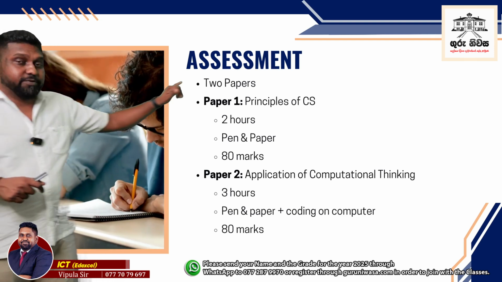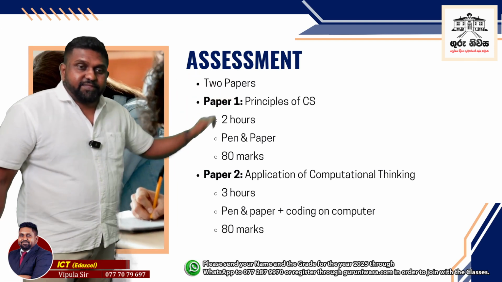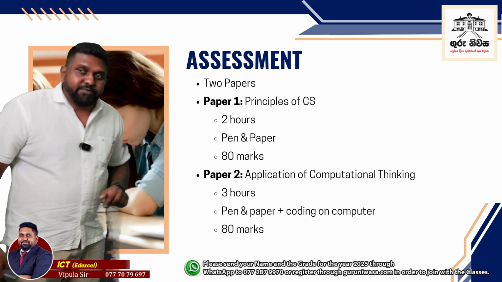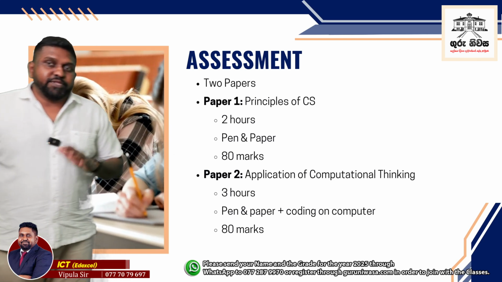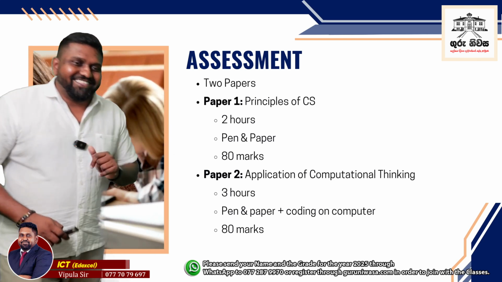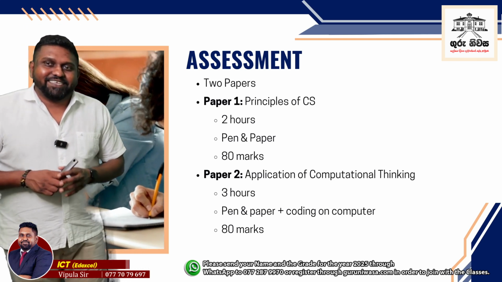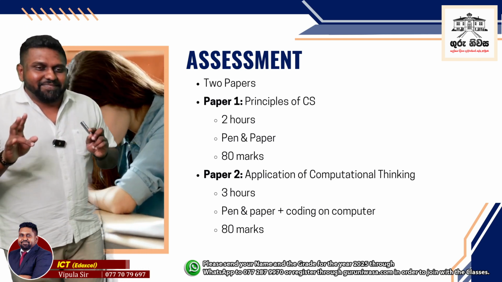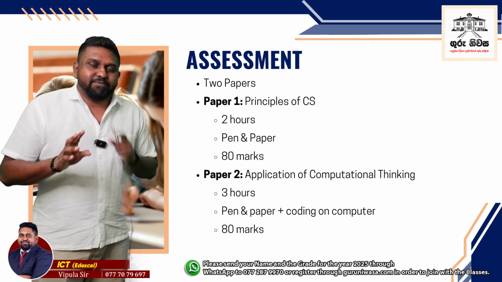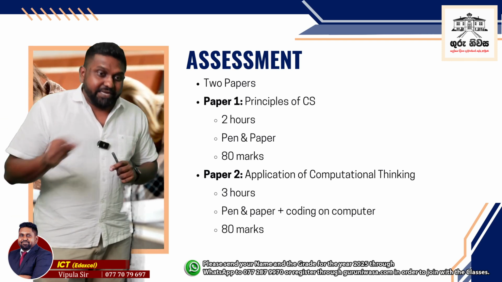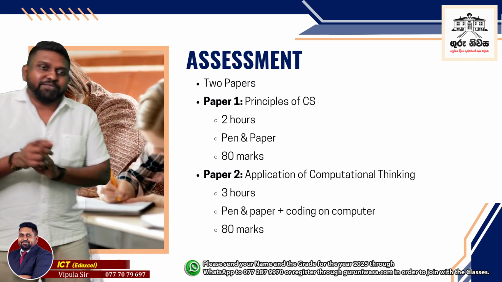The first one is known as principles of computer science. The second one is application of computational thinking. The second one is the tricky part, where you get 3 hours, and it comprises 2 different versions. We have the pen and paper where you have to write, as well as the coding.